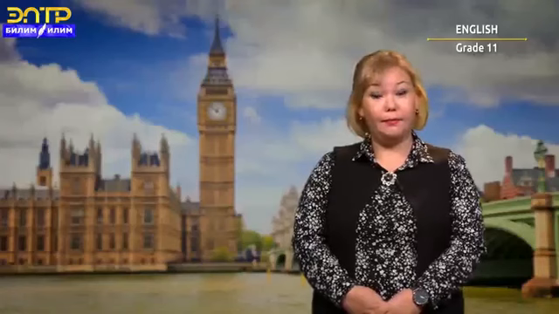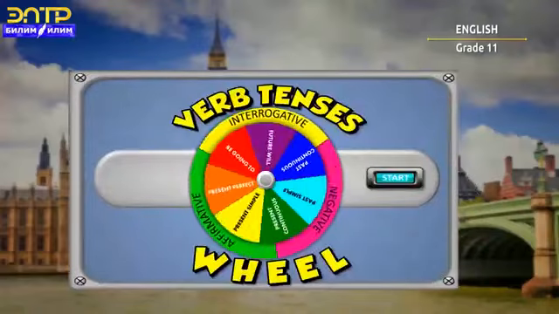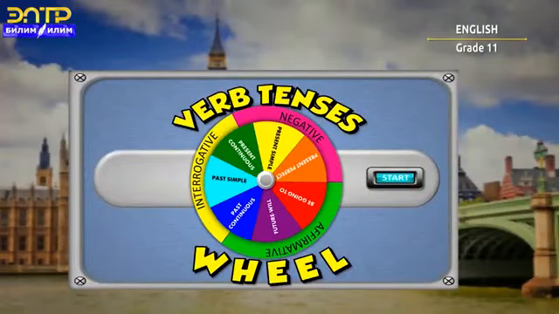In today's lesson, we are going to talk about how to agree with so and neither. But before going to our main topic, let's review some tenses. Verb tenses will help us to repeat some tenses.